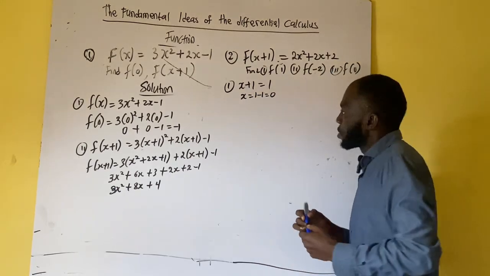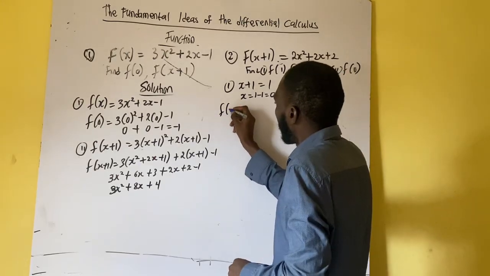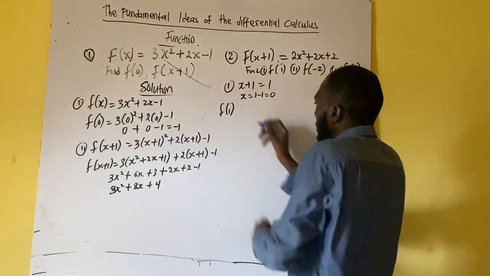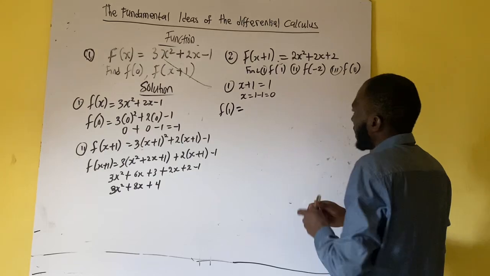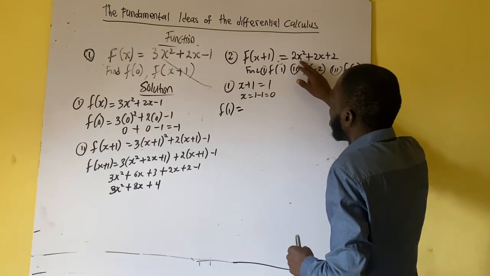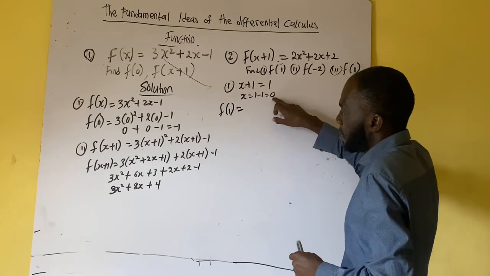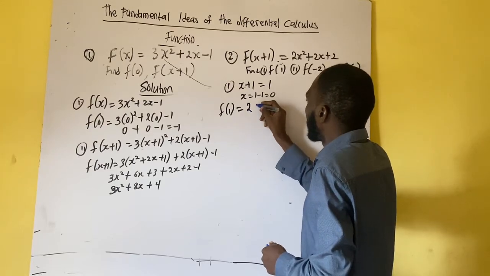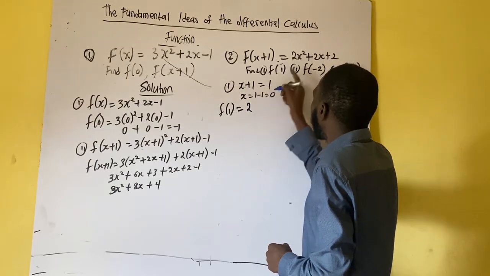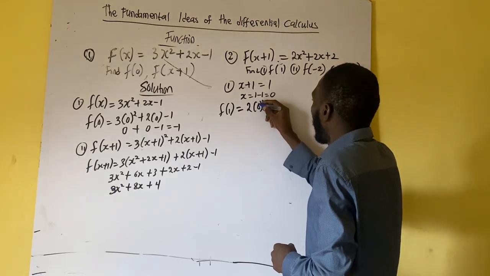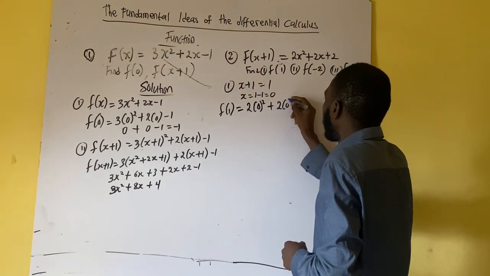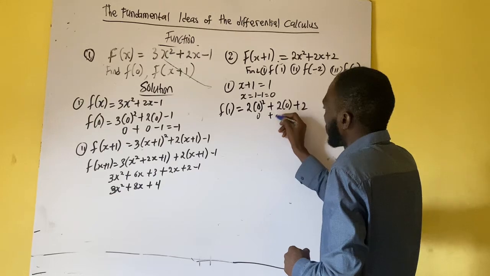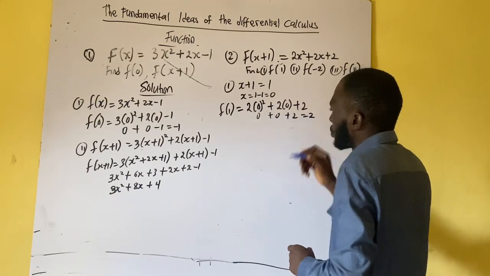Making 0. So that means for my function, anywhere I see x, I'll be inputting 0 there, because this is what I get from here. So I'll have 2 times 0 squared plus 2 times 0 plus 2. So 0 plus 0 plus 2. The answer here is going to give me 2.